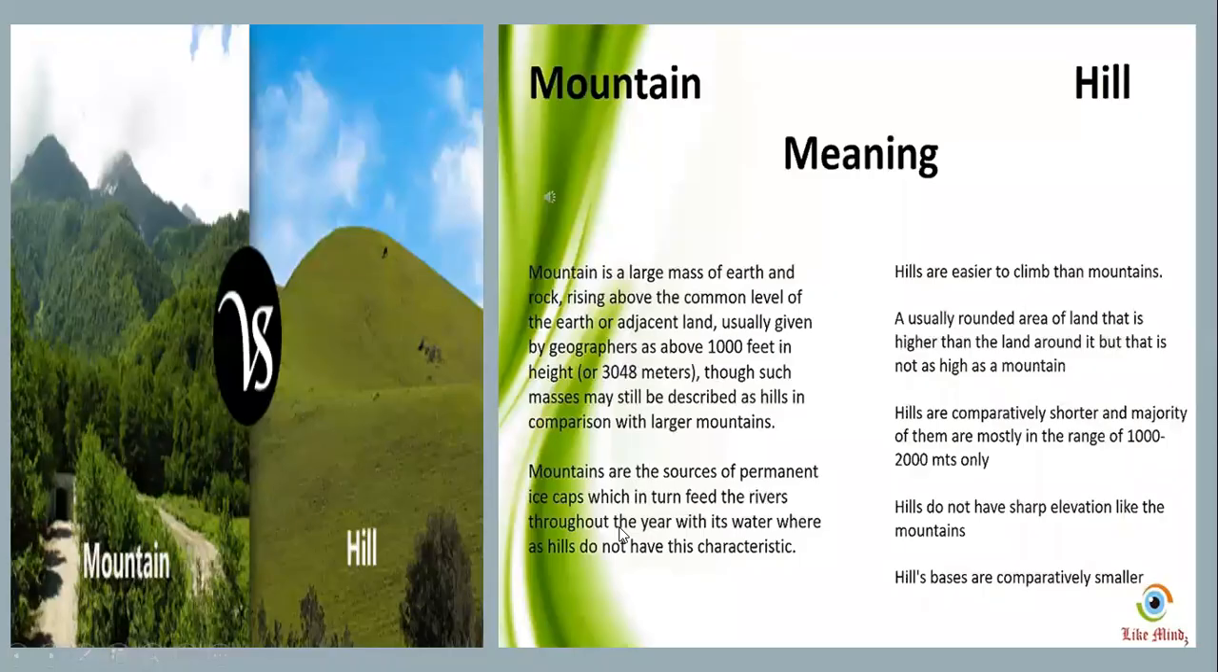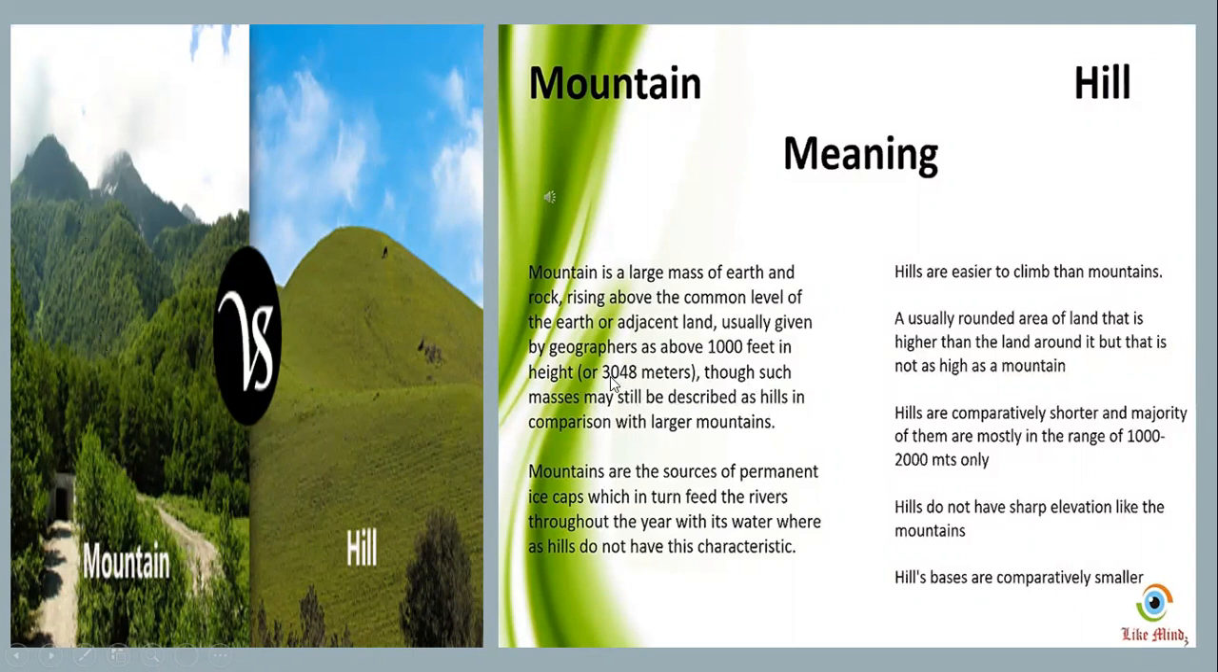Okay, I will tell you the difference between the mountains and the hills. Look, let's read. A mountain is a large mass of earth and rock rising above the common level of the earth or adjacent land, usually given by geographers as above 1,000 feet in height, which means about 304.8 meters. It's a normal height, you can say. When height is up to this, then this is a mountain, like this. Though such masses may still be described as hills in comparison with larger mountains.